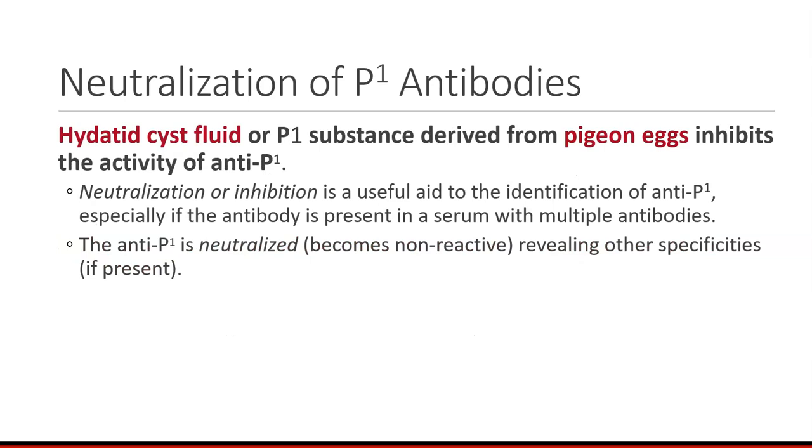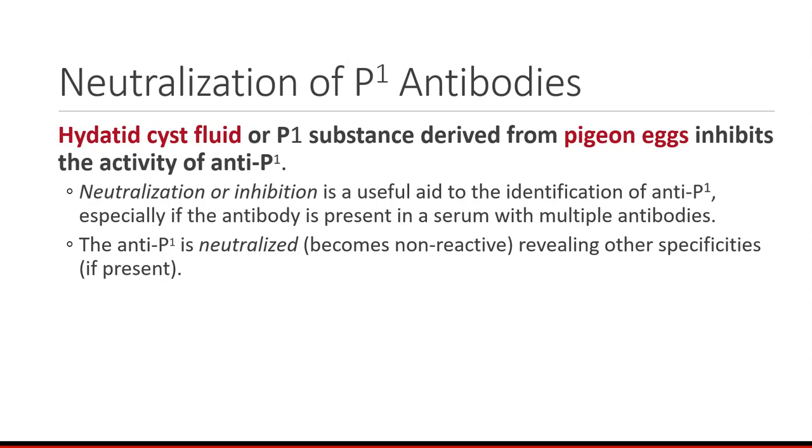P1 antibodies can be neutralized, and one of the substances used is hydatid cyst fluid. I don't know. Some scientists are crazy. Who knew to grind up seeds and make anti-A1 lectin or anti-H lectin? Hydatid cyst fluid is due to an infection with a tapeworm, Echinococcus granulosus, and it has a fascinating life cycle. But unfortunately, these cysts can develop in the brain, and the fluid, once it ruptures, you're gone. So how they can grow these in vitro in a laboratory, and they harvest this fluid, and it has been found to neutralize P1 antibodies.